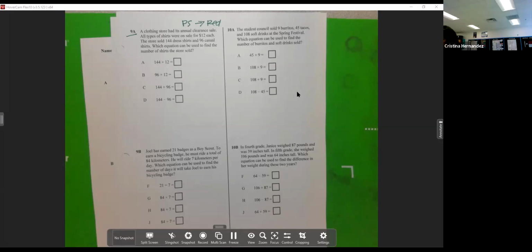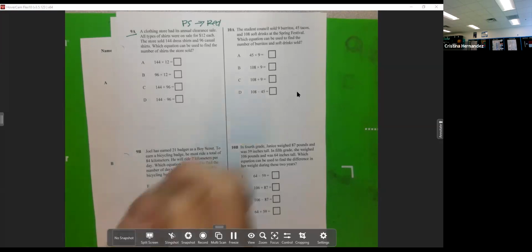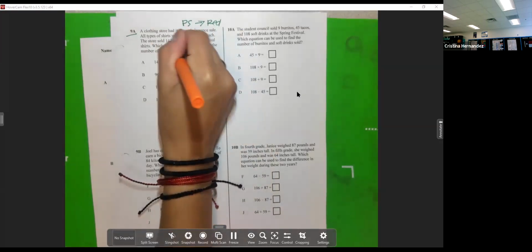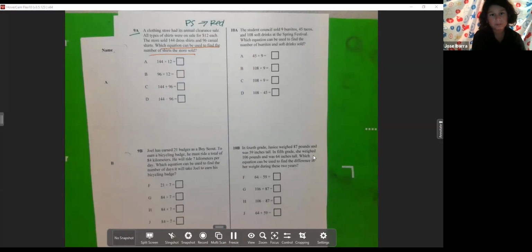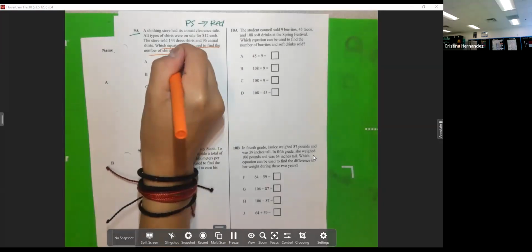Okay, let's get started. 9A. A clothing store had its annual clearance sale. All types of shirts were on sale for $12 each. The store sold 144 dress shirts and 96 casual shirts. Which equation can be used to find the number of shirts sold? Take away the dress shirts. We're looking for the number of shirts sold.